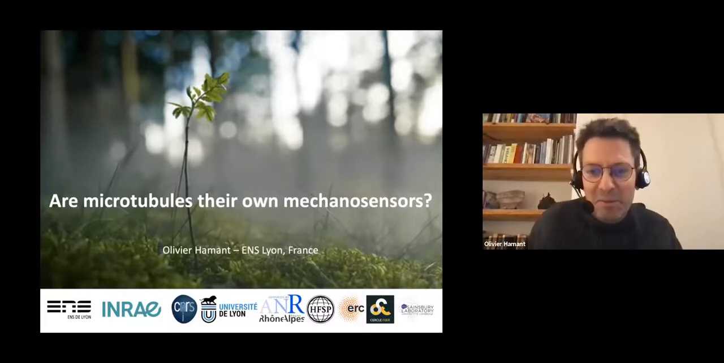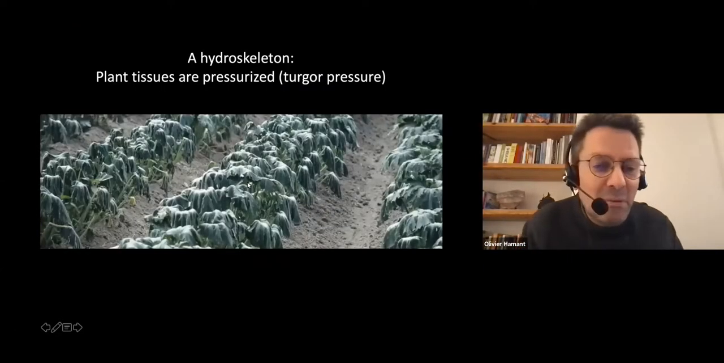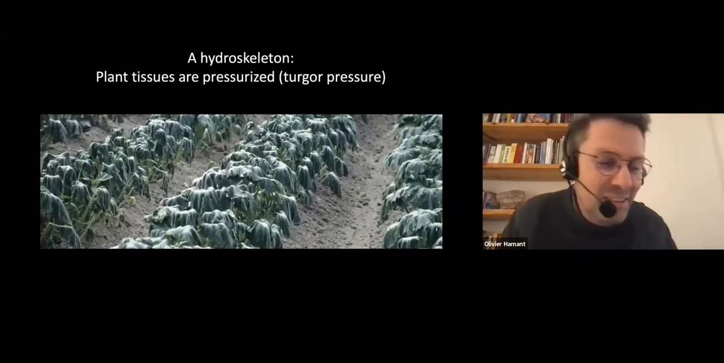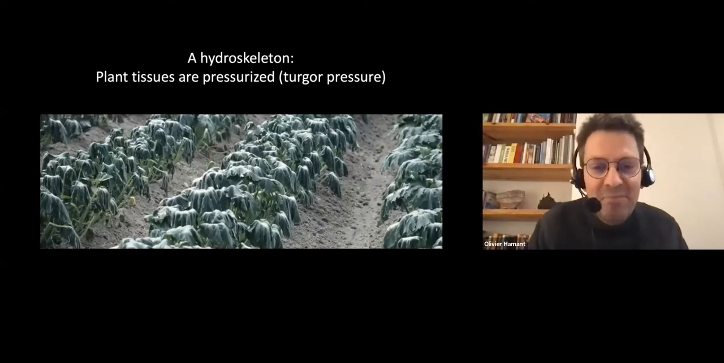About microtubules, but for this first microtubule session, it's going to be in plants. So first, I need to say something about plants. Plants are pressurized objects, and this is something you can easily see.